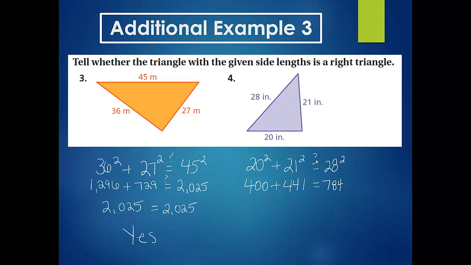Again, we're trying to see if this is a right triangle, so we don't know right now if this is actually equal. The left-hand side, if you add that up, is going to give you 841. And that's going to be equal to 784. Since these two numbers are not equal, then no, this is not a right triangle.